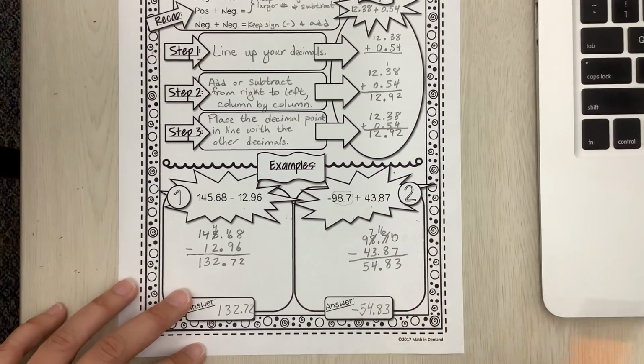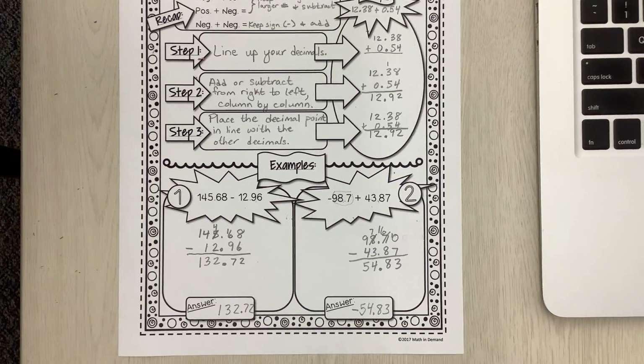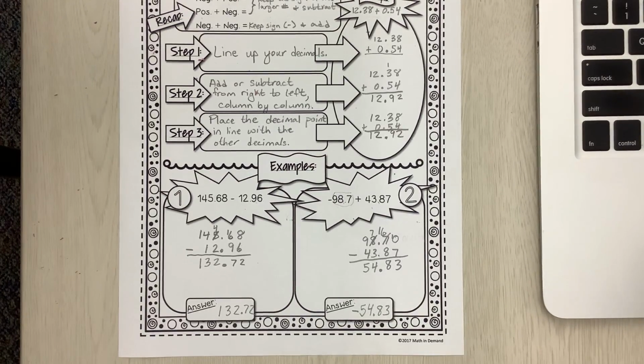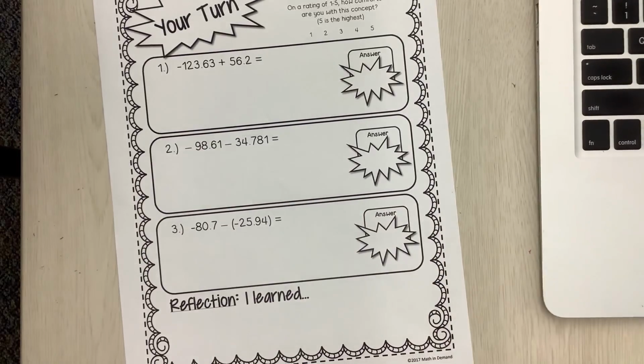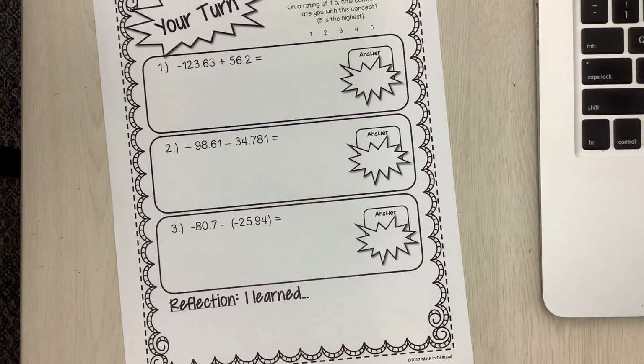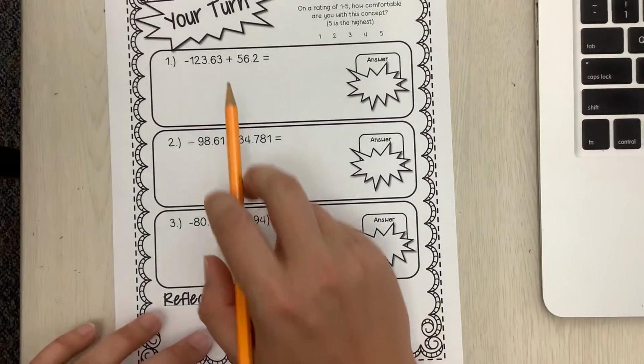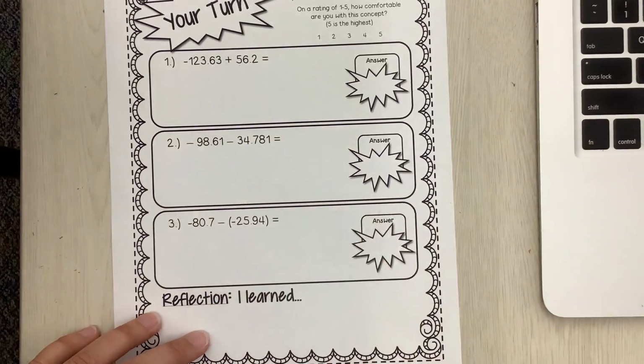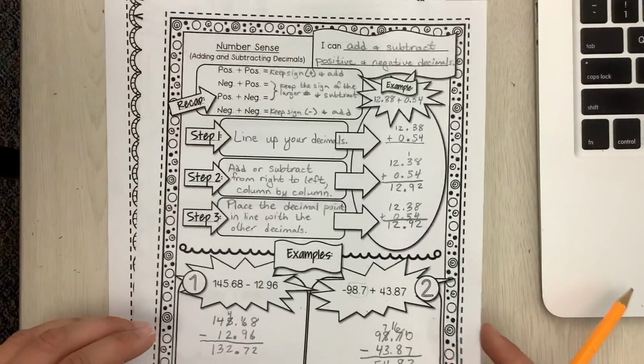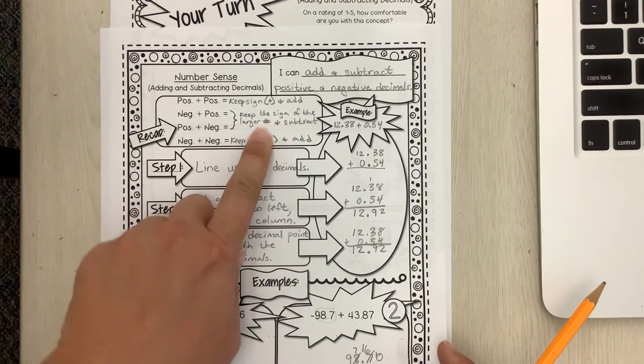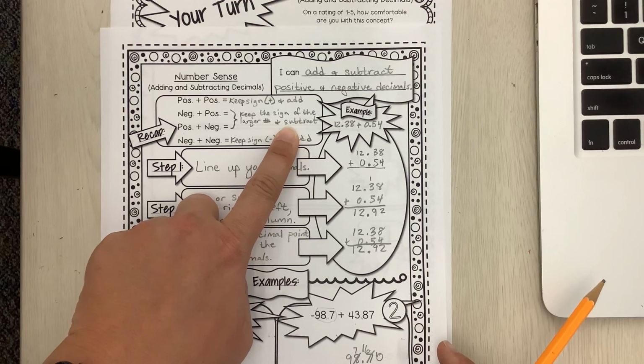So let's look at our practice and make sure there aren't any surprises on there for you. On the practice, you will definitely want your rules in front of you. So on the first one, it's a negative plus a positive. So a negative plus a positive. I hope you remember what you're supposed to be doing here.